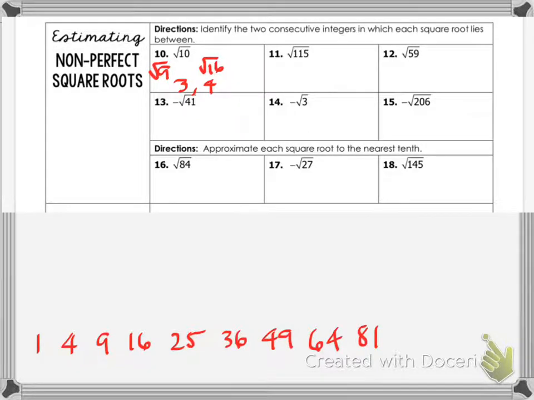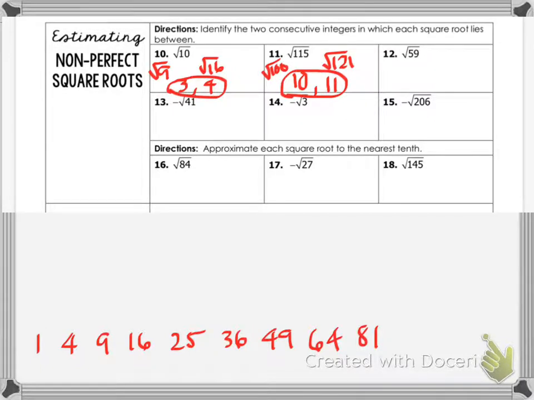All right, what about 115? What perfect square comes before 115? The 100. And then the perfect square of 121 will follow. So what's the square root of 100? 10. Square root of 121, 11. So this will come between numbers 10 and 11.